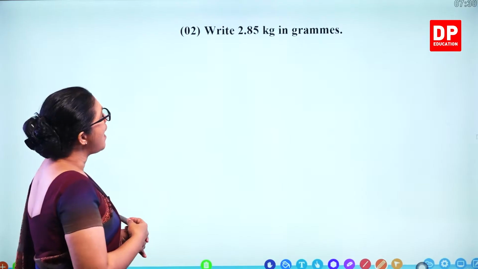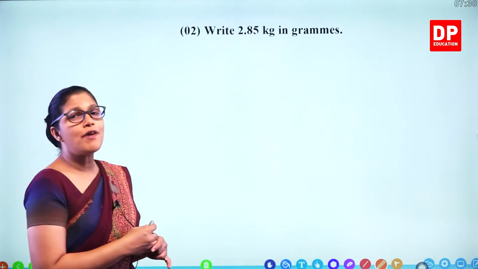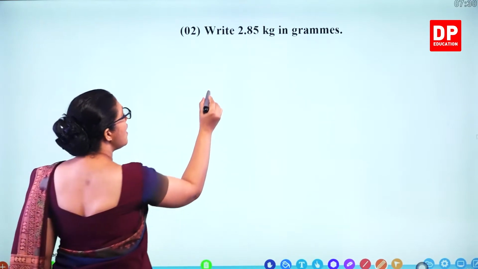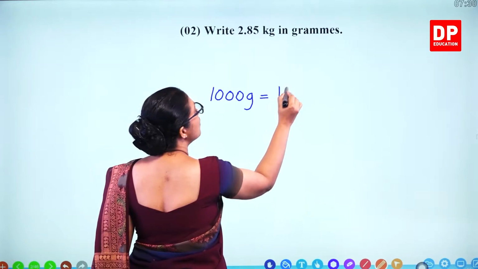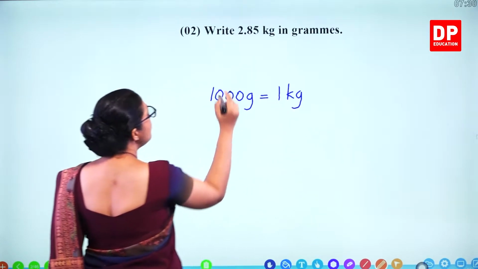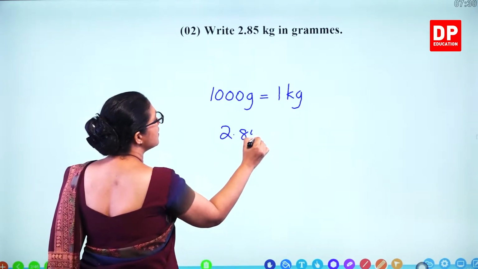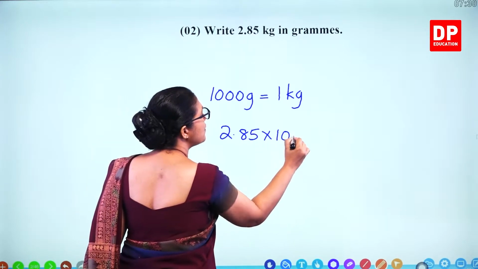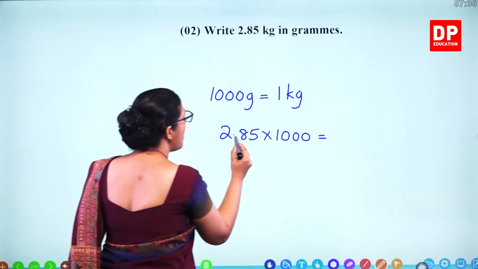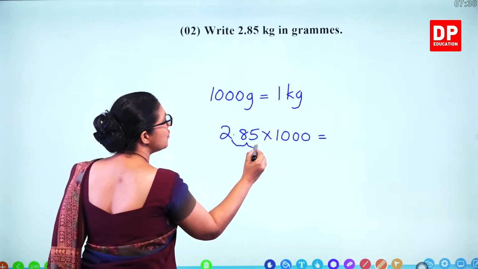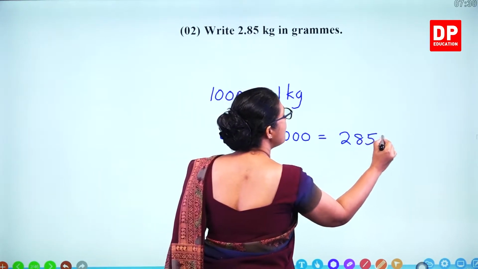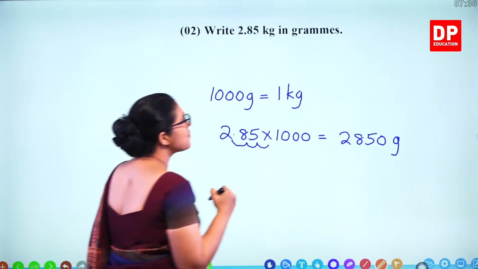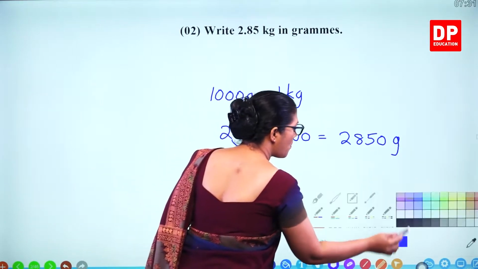Question number 2, write 2.85 kilograms in grams. What's the relationship? 1000 grams is 1 kilogram. So you need to multiply by 1000. What happens when you multiply by 1000? Move the decimal point 3 places to the right. 2850 grams. 2 marks.